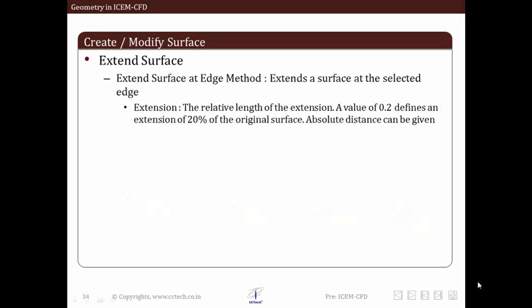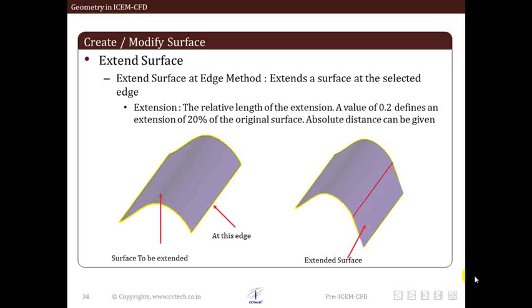Another method by which a surface can be extended is Extend Surface at Edge. This option allows us to extend a surface at a selected edge. We need to select the surface to be extended and the edge at which the surface is to be extended, along with the distance. The extension value is taken as relative to the original surface edge length. ICM has the provision of providing the absolute value of extension distance by enabling the absolute distance option.